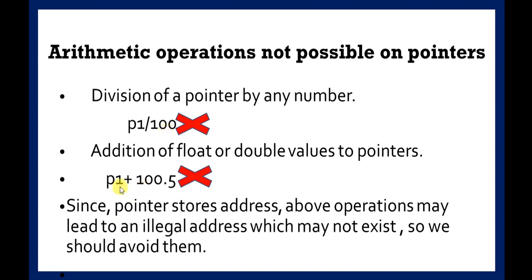Also, we cannot add a float value or double value to a pointer. That means P1 plus 100.5 is not possible. Now why? A pointer stores an address, and the above operations may lead to an illegal address after addition or after division, which may not exist in the memory. So we should avoid these operations.